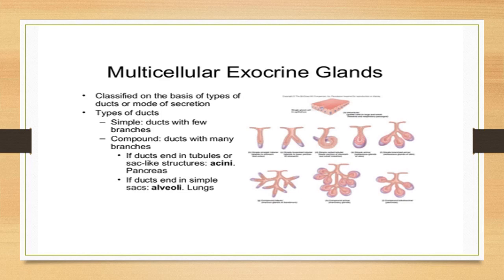Now how do we classify the exocrine glands on the basis of their ducts? If there is a single duct, then we call them simple glands. And if the duct branches, then we call them compound glands. Then we define the different varieties of the simple glands and the compound glands.